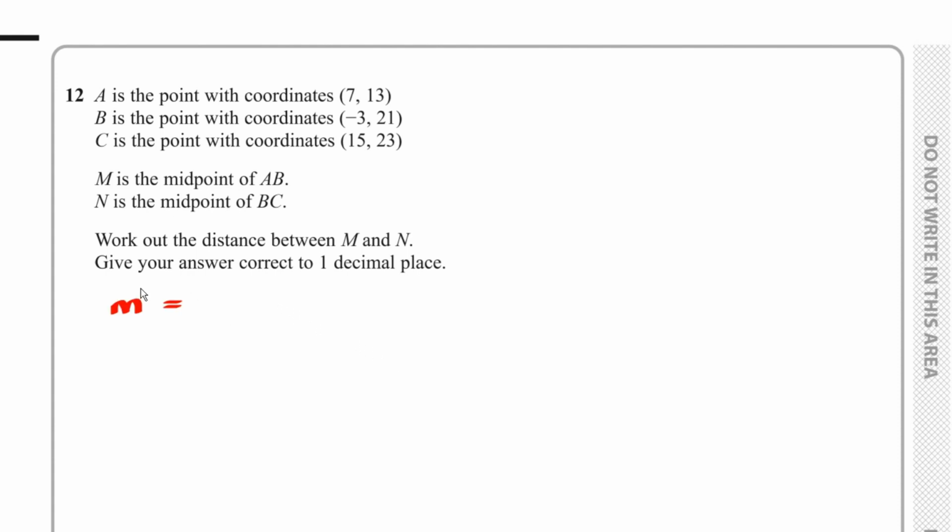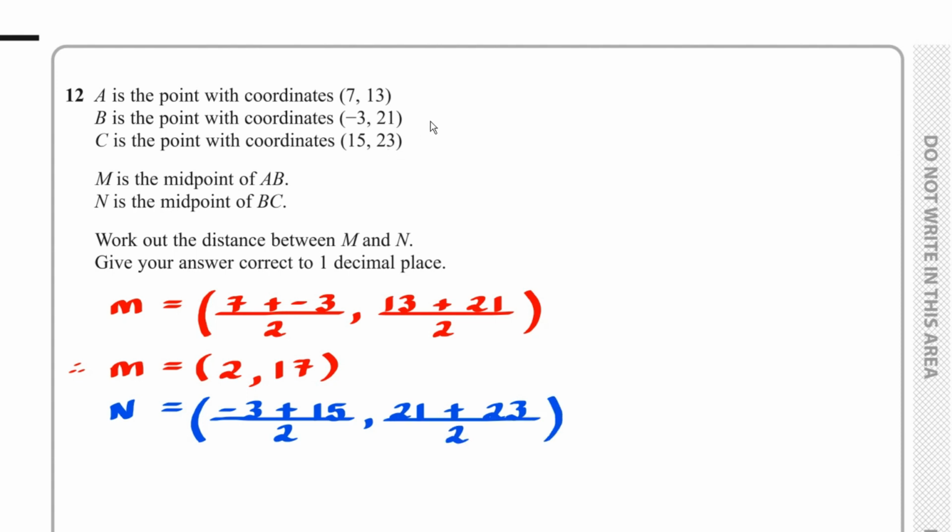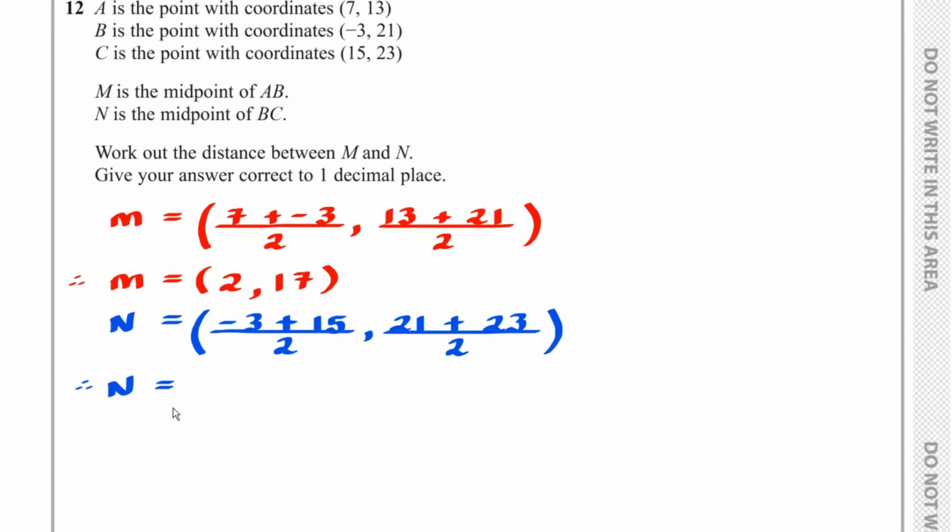So, the coordinates of M, that's the midpoint of AB. So we have 7 plus negative 3 over 2 in the x direction, and 13 plus 21 over 2 in the y direction. So M has coordinates 2, 17. N is the midpoint of BC. So N is equal to negative 3 plus 15 over 2 in the x direction, and 21 plus 23 over 2 in the y direction. So N has coordinates 6, 22.